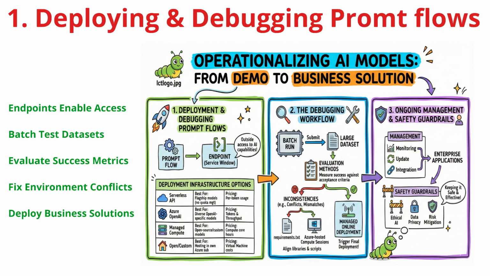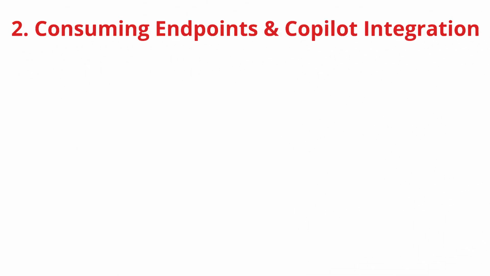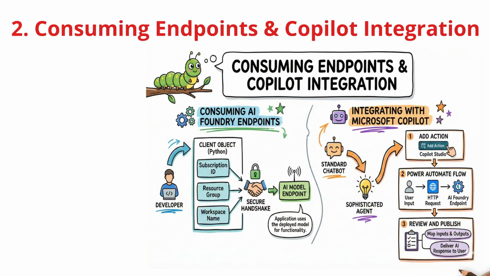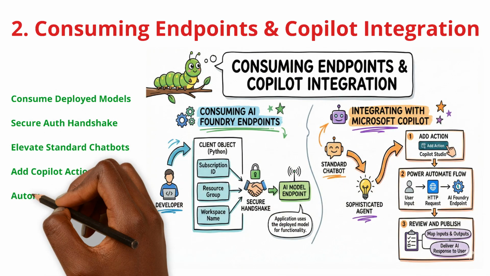But don't launch blindly. You need a robust debugging workflow first. Instead of testing one prompt at a time, run your flow against large datasets using batch runs. Then use evaluation methods to strictly score the results against your acceptance criteria. If you find inconsistencies or library mismatches, smooth them out using environment tools before triggering that final, safe, managed online deployment.